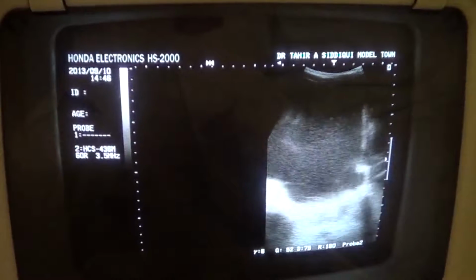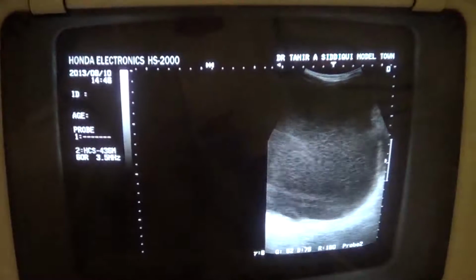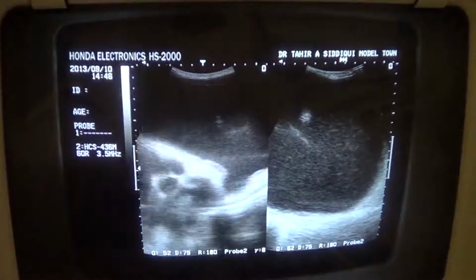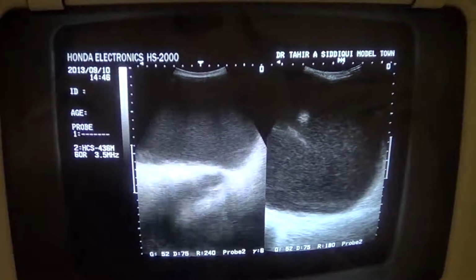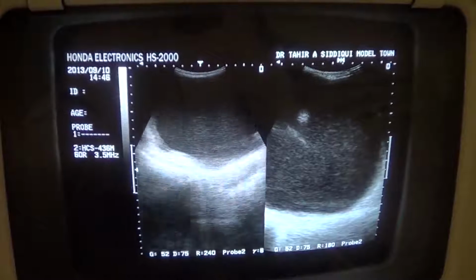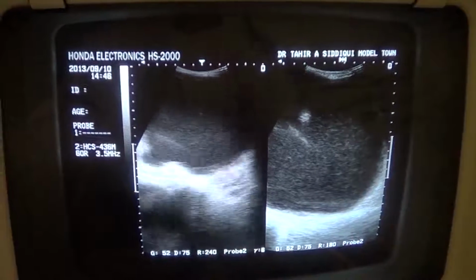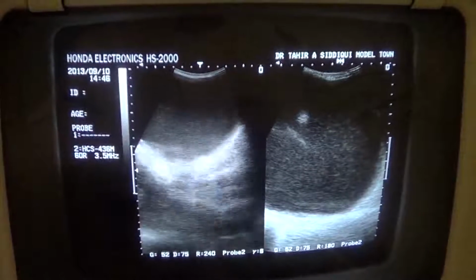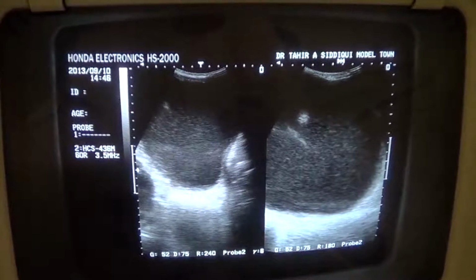And this appears to be that the post-micturition volume will be more than 1.5 liters. So, post-micturition, you can see the status of the urinary bladder.